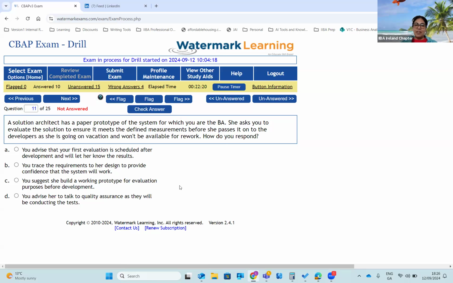I think I can eliminate A. I think we can eliminate C. Yeah. And having her talk to quality assurance has some benefit, but I like B a whole lot more, to be sure that her design meets the requirements that were originally gathered. Yeah, I like B too. I've got B in the chat as well. Okay, let's check it then.